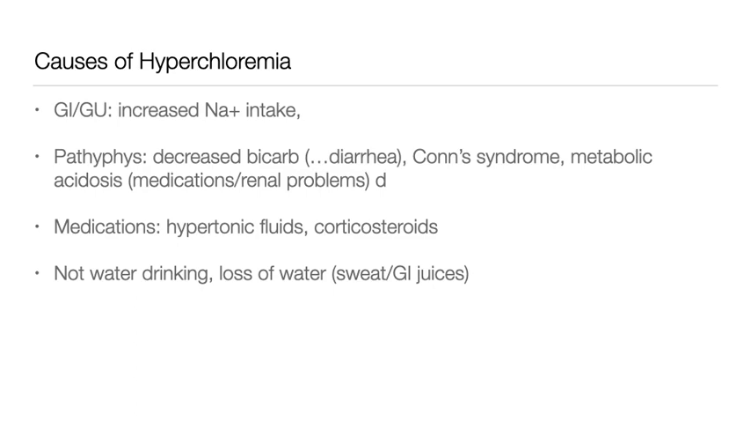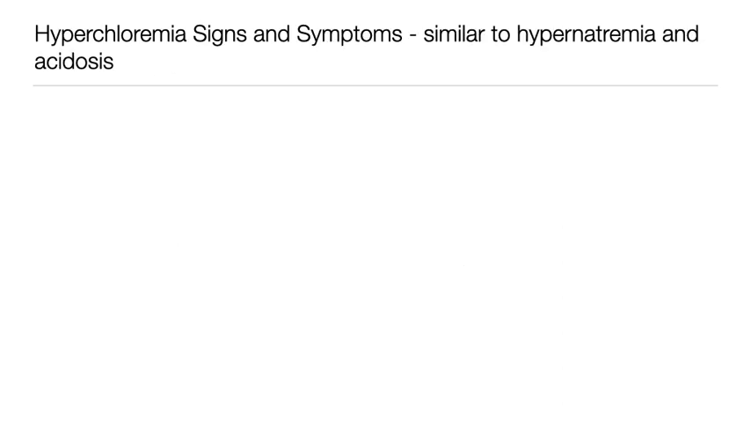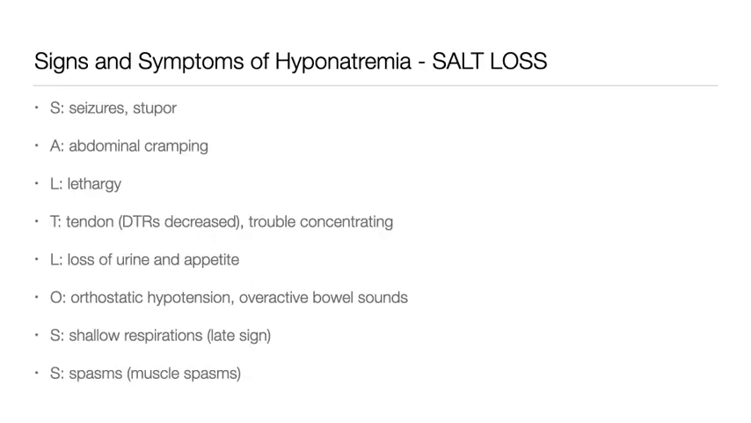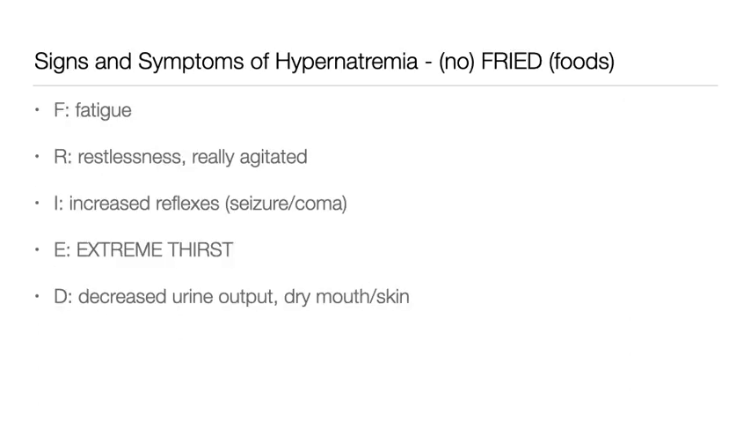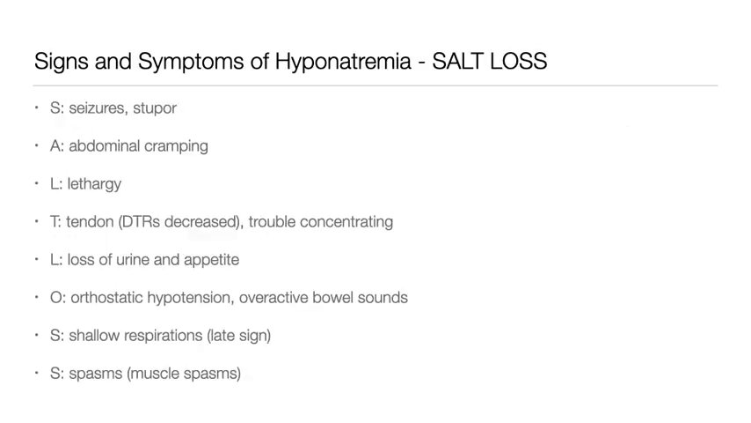GI fluids. So the signs and symptoms of hyperchloremia are very similar to hypernatremia. It's going to have similar signs and symptoms. So let's just go over those again real quick. Hypernatremia symptoms: we're going to have fatigue, restlessness, a really agitated patient, increased reflexes, DTRs. We might see seizure and coma in extreme cases, extreme thirst, decreased urine output, and dry mouth and skin due to dehydration.